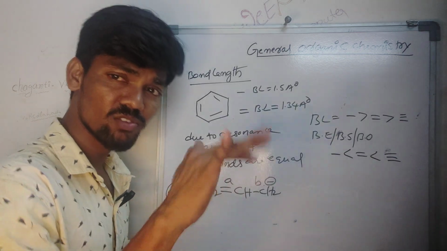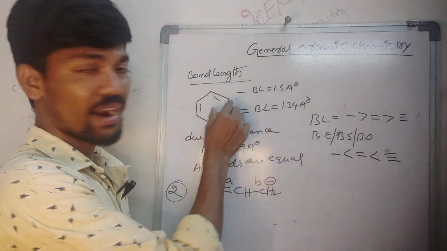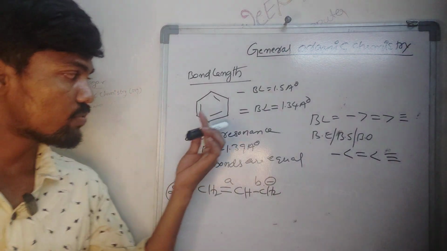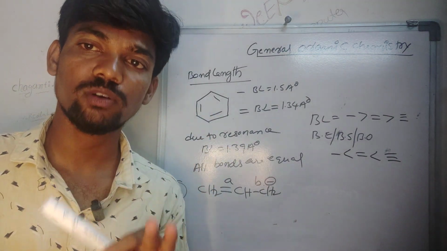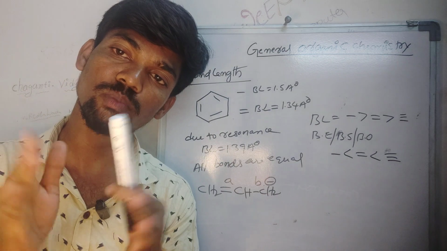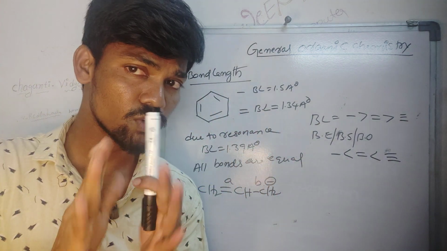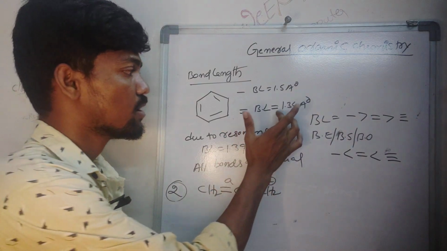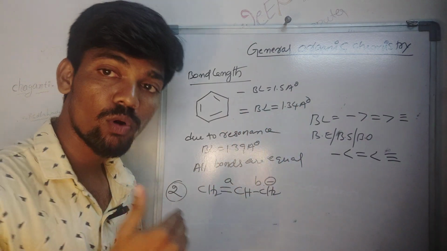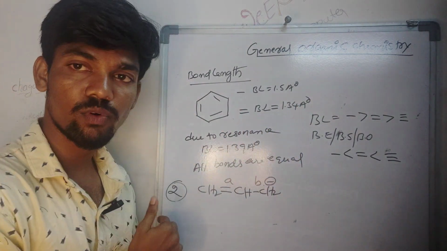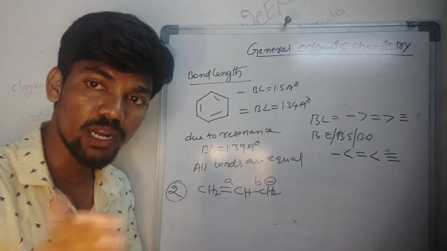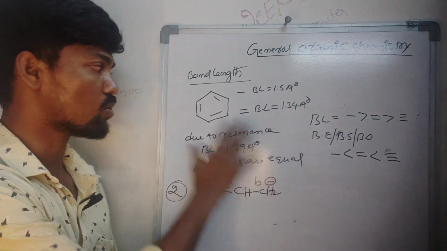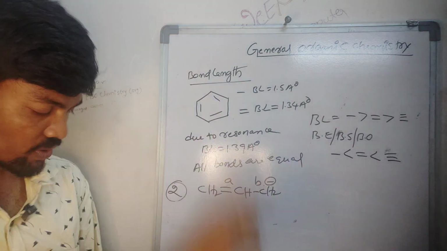When a resonance structure is present, it is not a simple molecule, but resonance is there. If resonance is there, all bonds should be equal. Whatever it may be, the length is above the double bond length and below the single bond length, in the middle, 1.34 angstroms will be there. All bonds are equal.